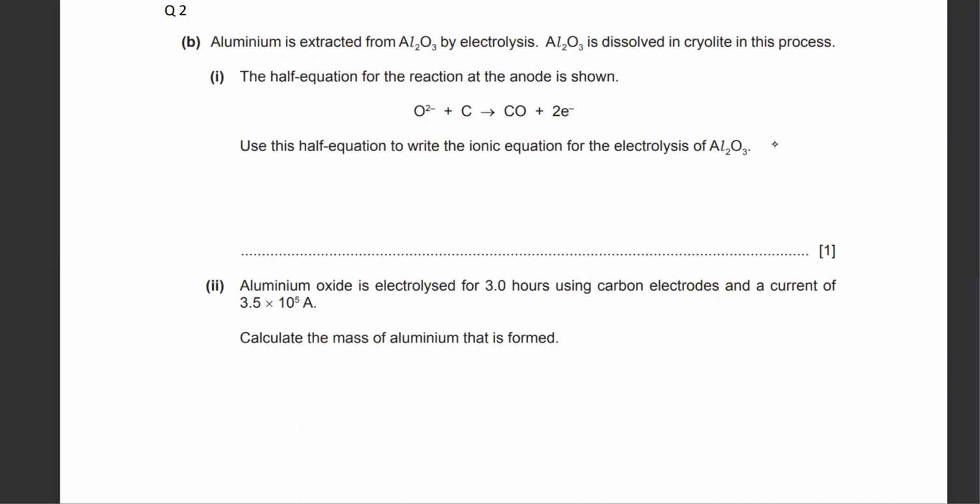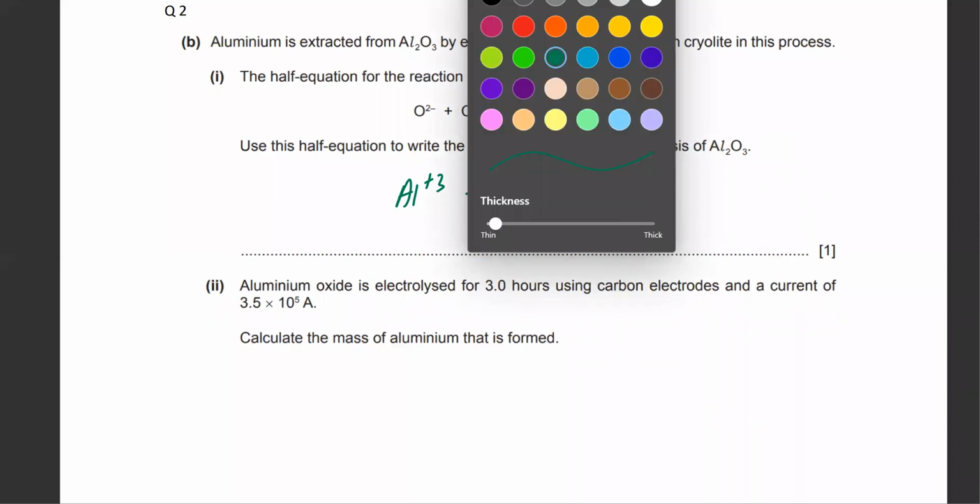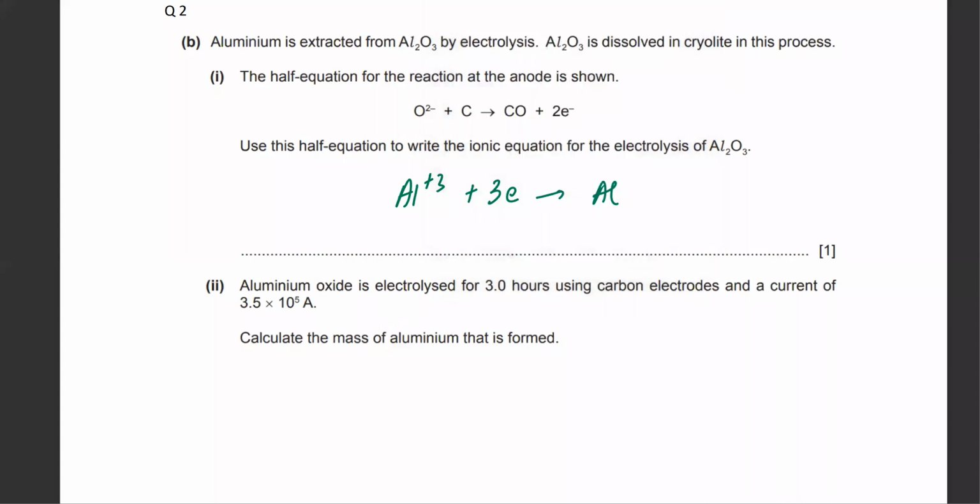So I mean, we know at the cathode it's aluminum that's getting formed. Aluminum ions go and they gain electrons and they form aluminum. So that's your cathode equation. So all you got to do is add up the two reactions. Again, make the number of electrons gained and lost equal. So 2. So I'm going to multiply the first one by 3.